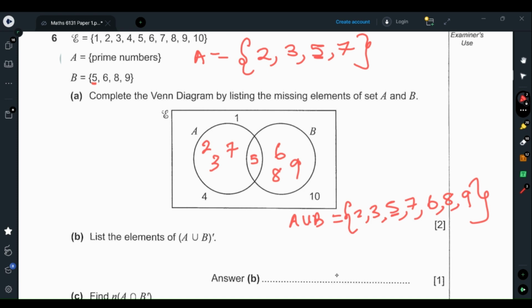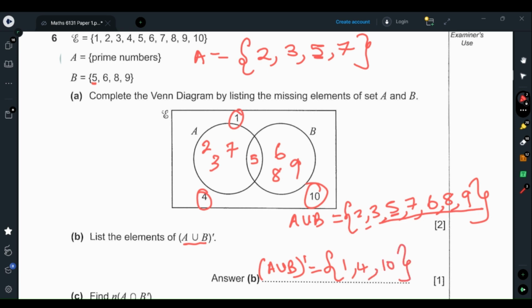But what they want is the complement of A union B. So meaning list the elements which are not in A union B. What number is not in A union B? That number is 1, 4, and 10. So A union B complement is equal to all the numbers that are not in set A and B. That would be 1, 4, and 10.